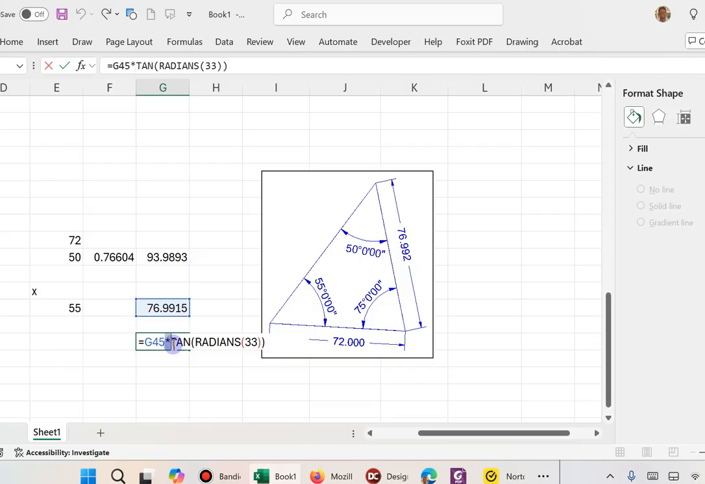Actually, let's go here. So it's the tangent of 33. Then you have to put the radians in, otherwise it's weird. If you're multiplying by the tangent of 33 degrees, you have to put radians in there. If you don't, it's going to give you the tangent of 33 radians. Go figure. And then just multiply by that 76.992 that we had. And that gives you this dimension here, so 49.99.